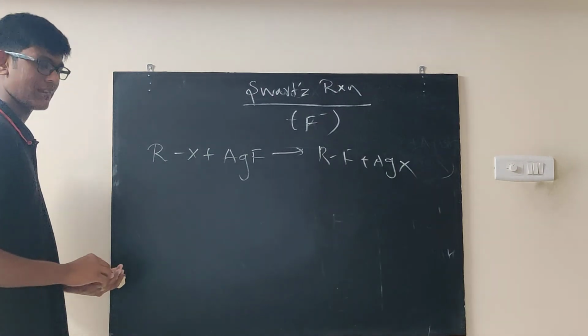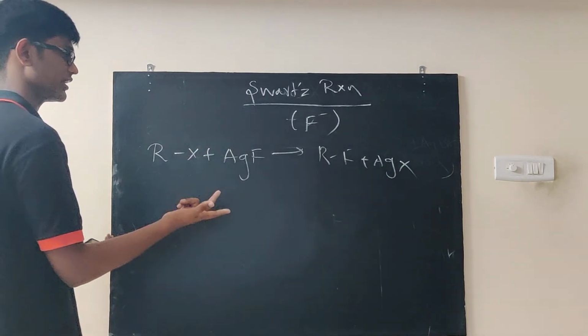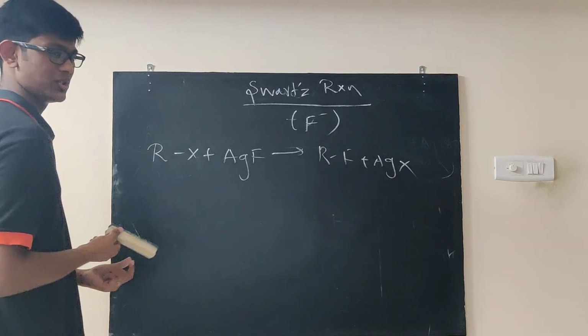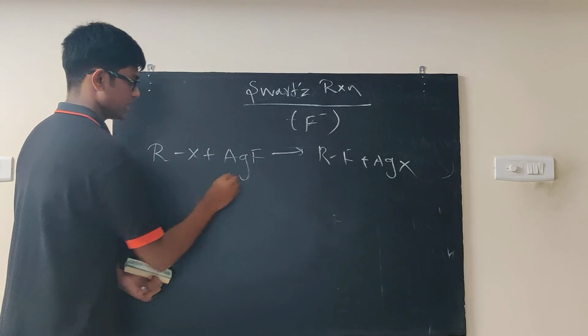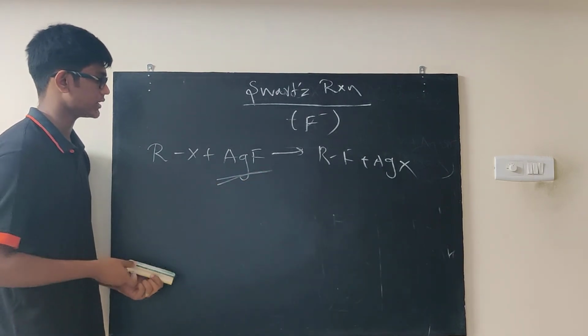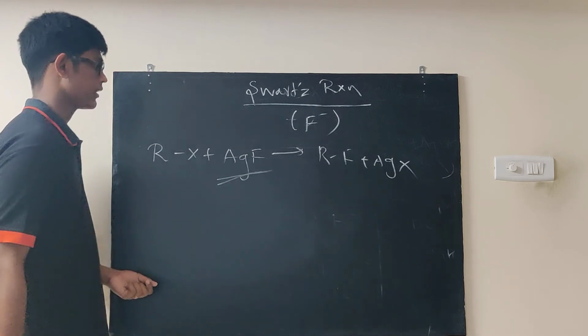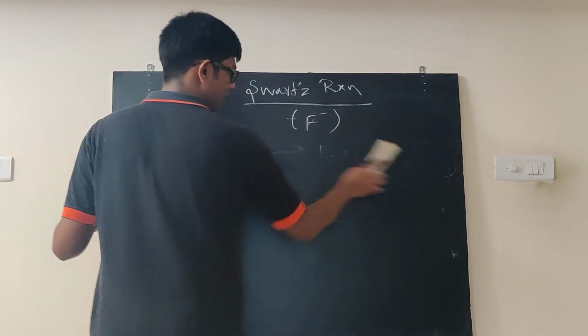If you ever see a fluoride in some conversion, the last step is going to be the Swarts reaction. AgF isn't necessary. You can use some other reagents, like antimony trifluoride or something like that. So you can use that also, but generally AgF is used. That actually concludes methods of preparation of haloalkanes.